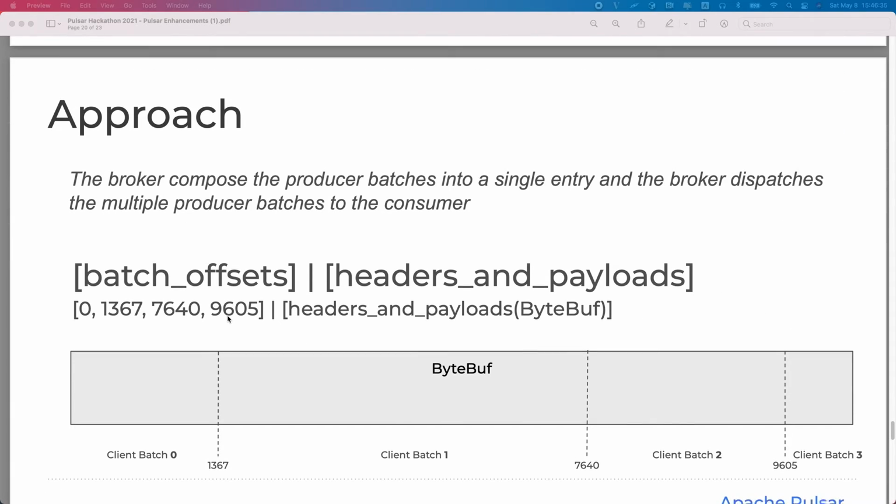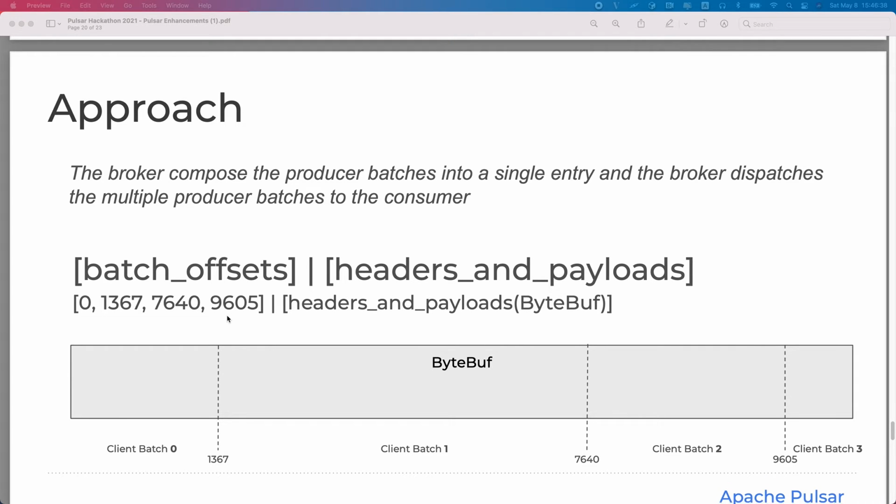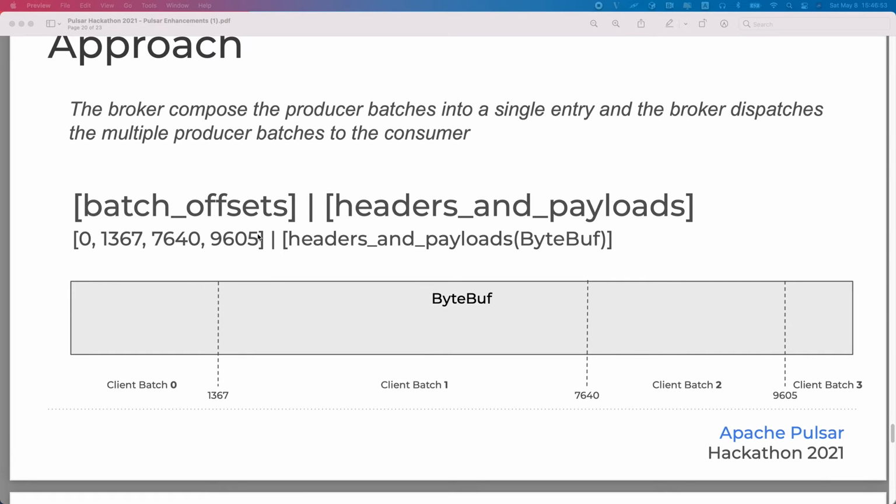So the approach is that the broker only composes the producer batches into a single entry, and the broker dispatches the multiple producer batches to the consumer. We only need to add metadata named the batch offset to indicate how many producer batches are in the entry, so that when the broker dispatches the entry, the consumer can split the entry based on the batch offset.